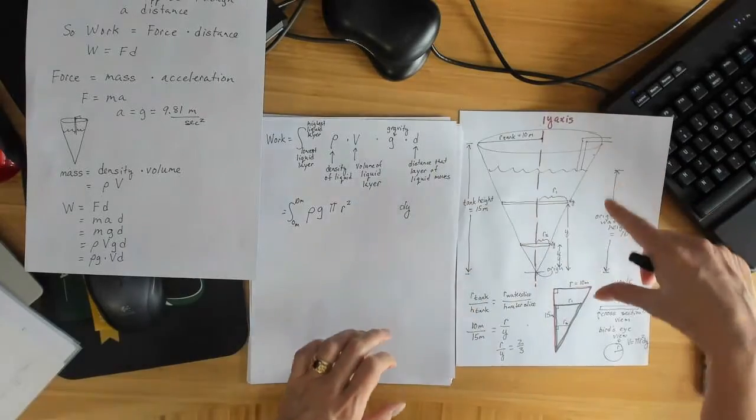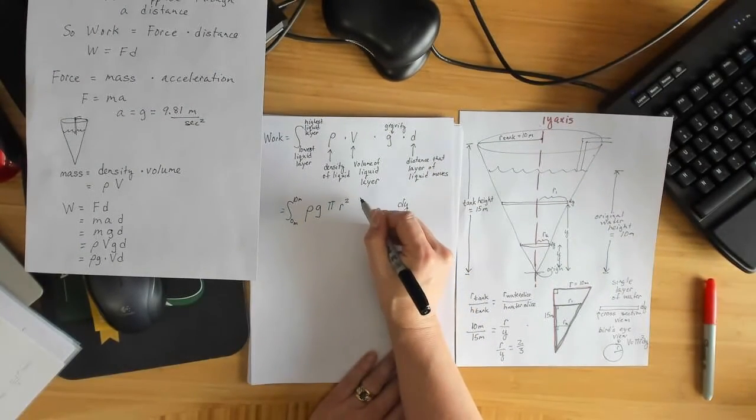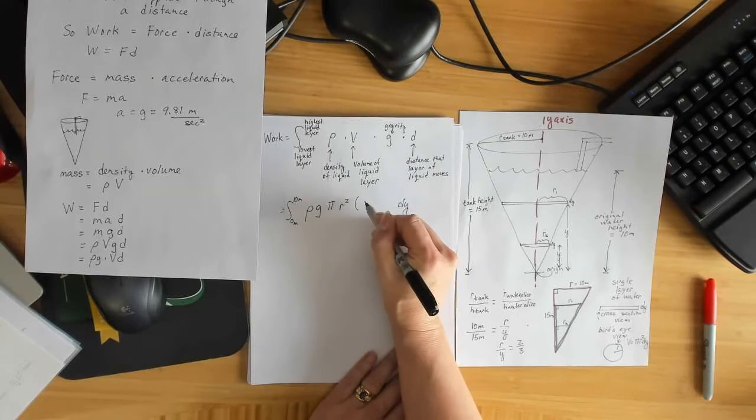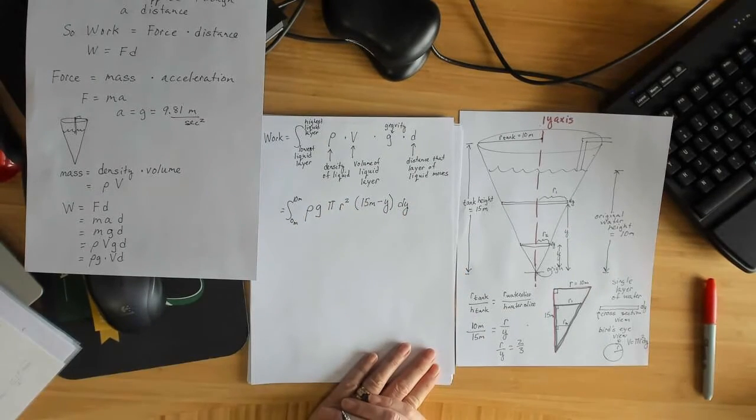Make sure you do not get this set up backwards, or you will get a negative amount of work. So in this case, 15 meters is the larger distance, and we need to subtract the height of the particular water layer. Each water layer moves 15 meters minus its original height. That's how far it moves to get out of the tank.